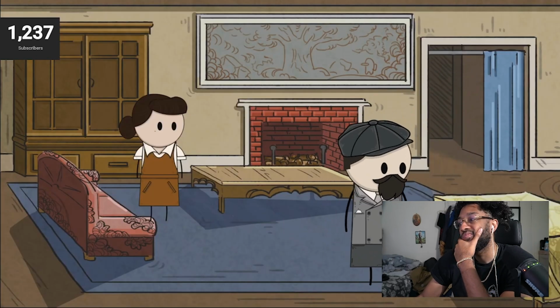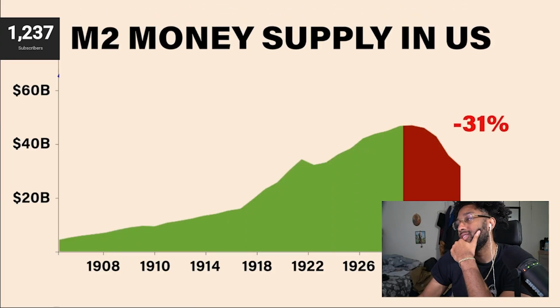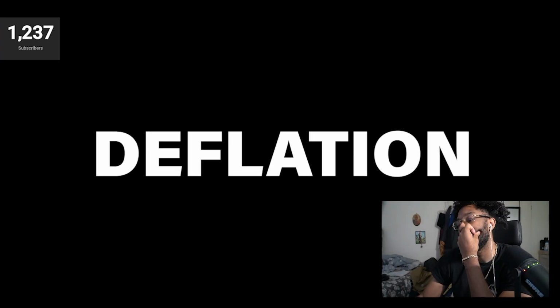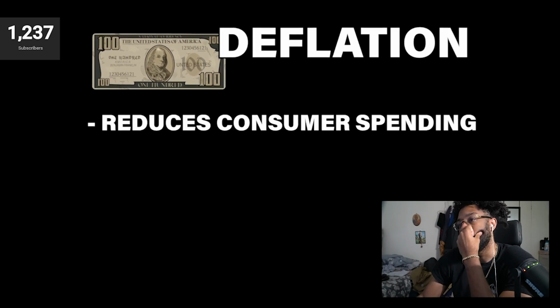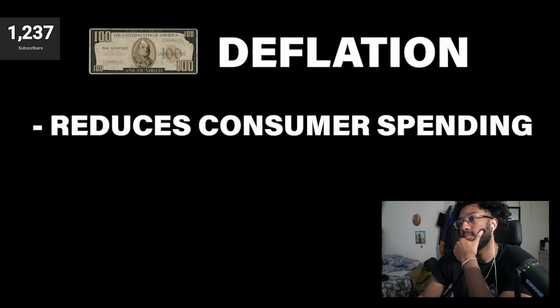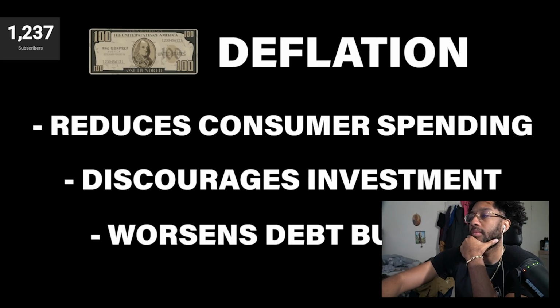With people choosing to hold their money outside of banks, the money supply in the US declined 31% from 1929 to 1933. And deflation has devastating effects on an economy. By causing the value of money to go up, it reduces consumers' willingness to spend money, discourages investment, and increases the burden for those in debt.